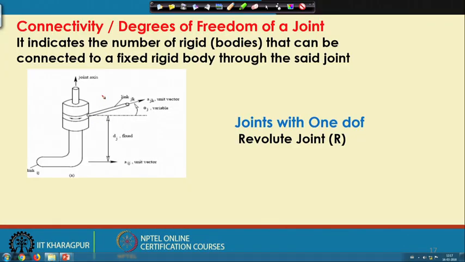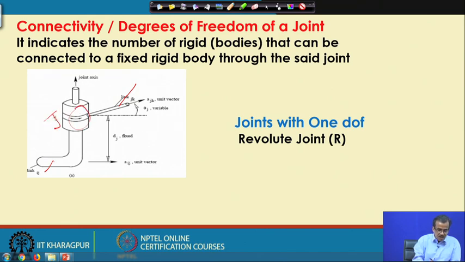So, this particular output link can be connected to the input link with the help of this particular joint. This joint is nothing but similar to a revolute joint. Now, here in this sketch, this is the input link denoted by I j, and this is the output link denoted by j k, and in between the input link I j and the output link j k, we have got a joint, and that is nothing but the jth joint.